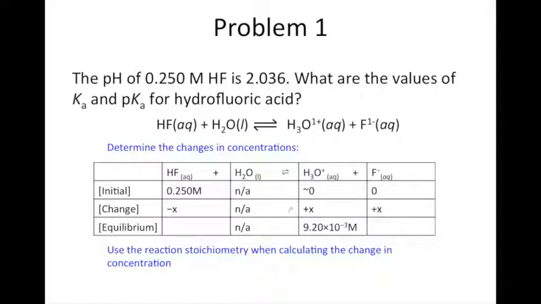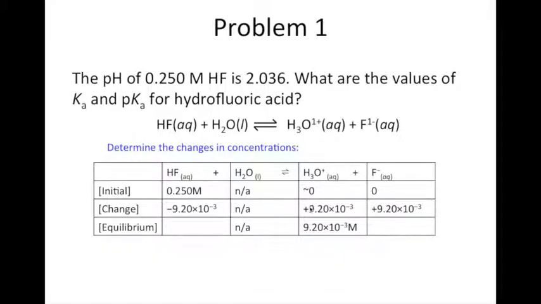So our hydrofluoric acid concentration is going to decrease by X, hydronium is going to increase by X, and fluoride is going to increase by X. And again, it's a 1-to-1-to-1 stoichiometric relationship because of our balanced chemical equation. So take a look at this. We know what X is because we started out at 0 for hydronium and we formed 9.2 times 10 to the minus 3 molar concentration of hydronium. So our increase, or our X, is going to be equal to 9.2 times 10 to the minus 3.